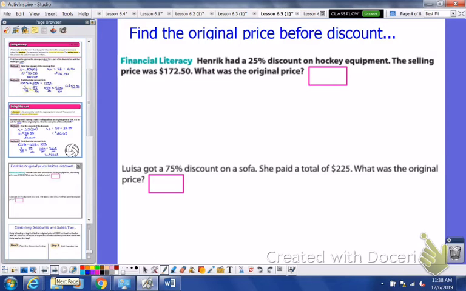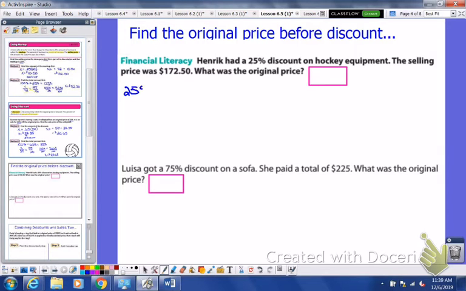We want to find the original price before the discount. So Henrik had a 25% discount on hockey equipment. The selling price was $172.50. What was the original price? So the $172.50 was the discounted price. Now there are a couple of different ways that you can do this. However, personally I find this method to be the easiest.